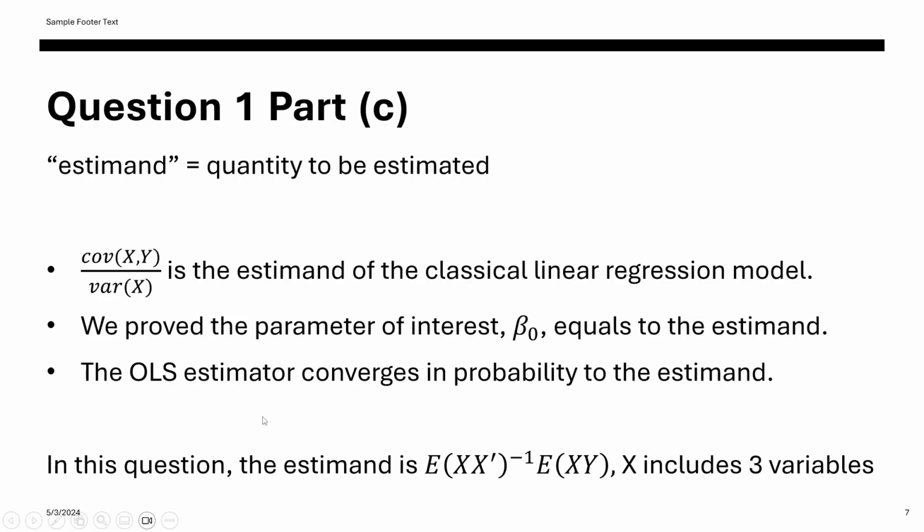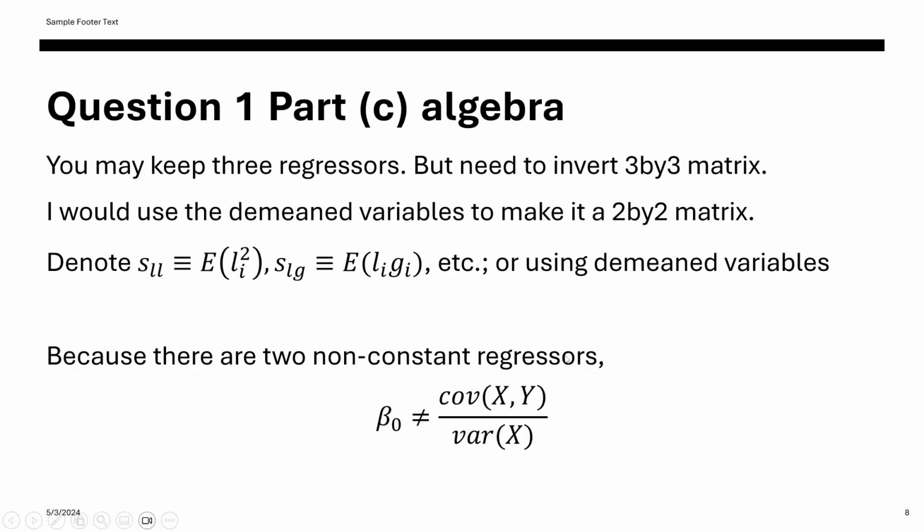Of course, in this question, the estimand is just this one. Of course, X includes 3 variables. So this is only for the single regressor case. So you have to handle the difference between this from beta and gamma. The algebra, maybe this question has a little annoying algebra, but we have done this earlier.